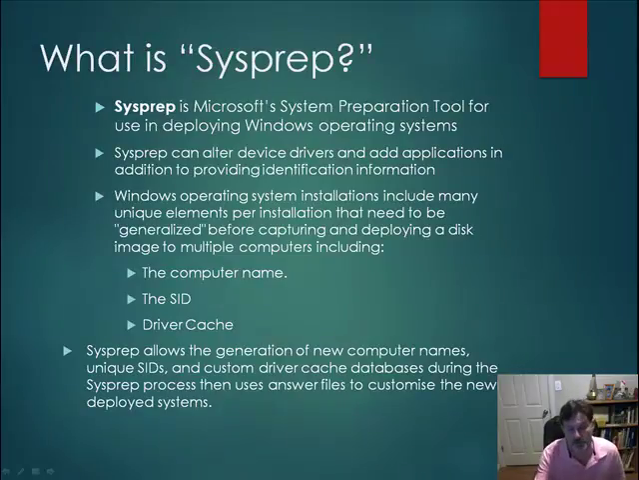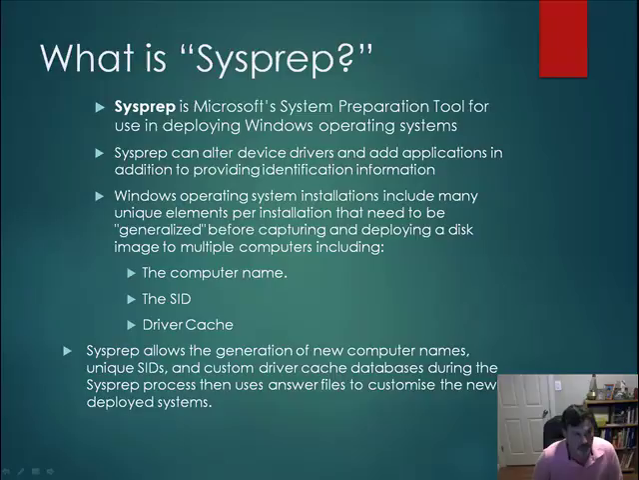Last but not least, since we're talking about things that need to be changed, what's a way that we can do that? Well, in the Windows world there's one tool that we use as a preparation tool for deploying Windows operating systems, and that's Sysprep. Sysprep has the ability to alter device drivers, add applications, in addition to providing identification information and changing that identification information on boxes.